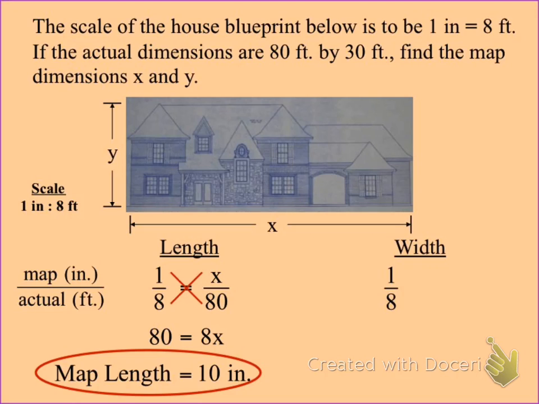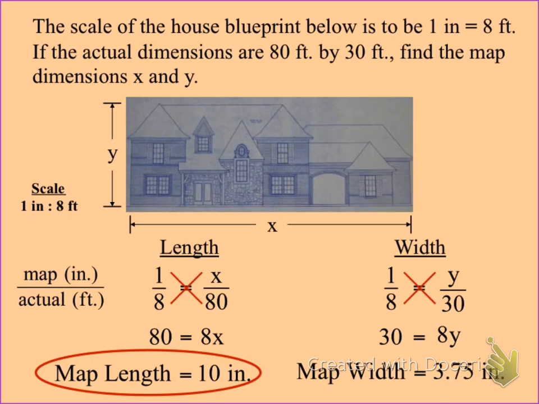For the width, we set up and use the same scale, 1 inch to 8 feet. But in this case, the width is different because we're comparing the map or the blueprint y to 30 feet in actual width. Cross multiply again, 1 times 30 is equal to 8y. So when you divide both sides by 8 this time, we'll get a decimal, because 8 does not divide evenly into 30. I'll usually tell you if I'm wanting it rounded to the nearest whole number, but in this case it's a terminating decimal, so 3.75 inches is an accepted value.